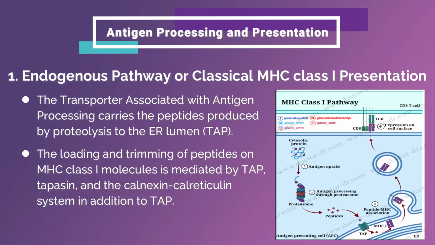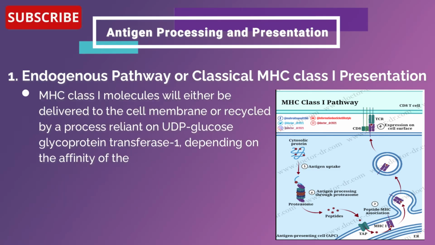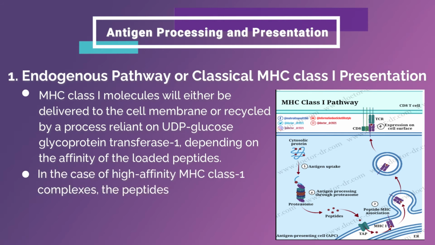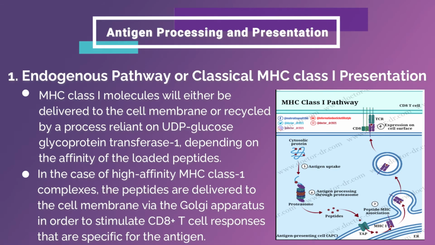The loading and trimming of the peptides on the MHC class 1 molecule is mediated by tapasin and the calnexin calreticulin system in addition to TAP. MHC class 1 molecules will either be delivered to the cell membrane or recycled by a process reliant on UDP glucose glycoprotein transferase 1, depending on the affinity of the loaded peptides. In the case of high affinity MHC class 1 complexes, the peptides are delivered to the cell membrane with the help of the Golgi apparatus in order to stimulate CD8 plus T cell responses that are specific for the antigen.